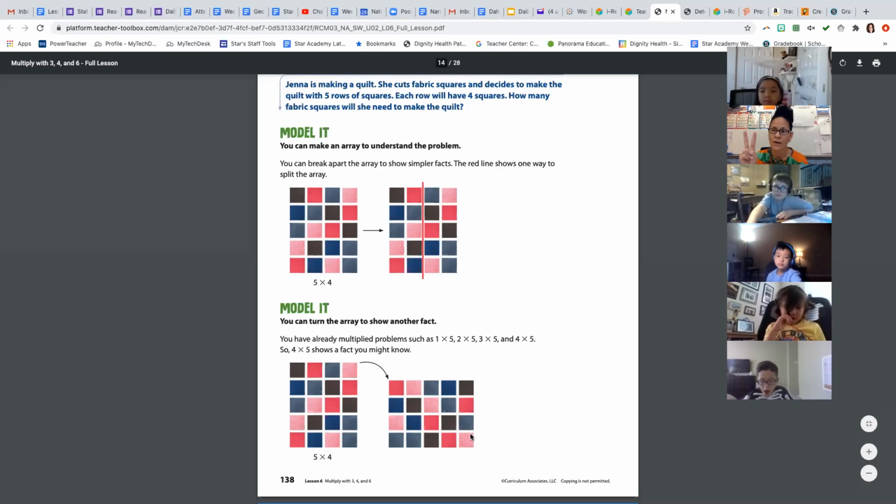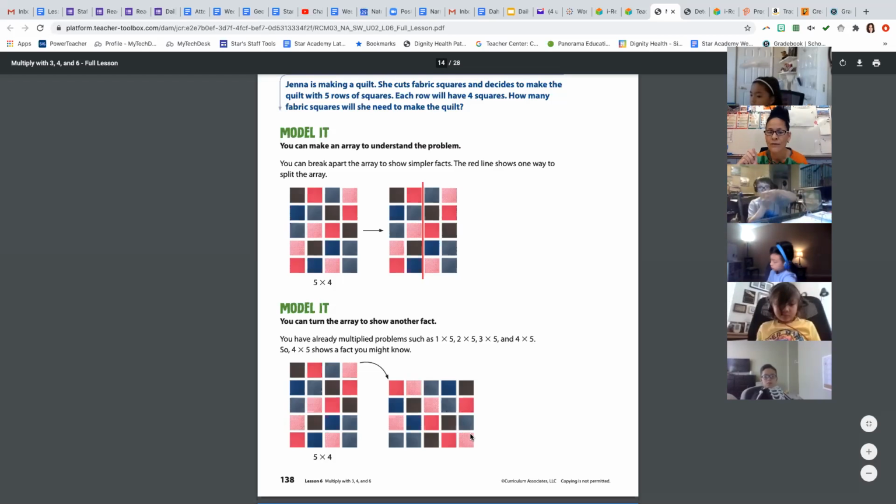And remember, we called that the commutative property of multiplication, which says you can take the factors and flip them around. The product will remain the same. 5 times 4, of course, is 20. 4 times 5 is 20. The big idea here, friends, is that the amount does not change. We've simply flipped the factors around.